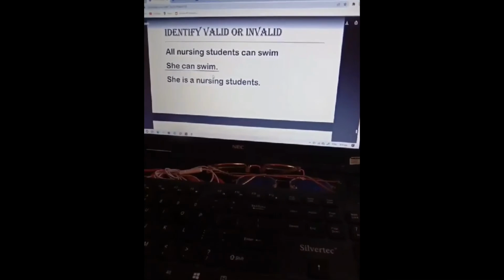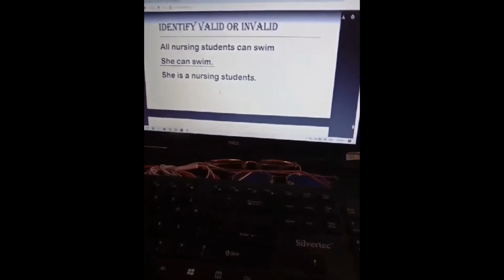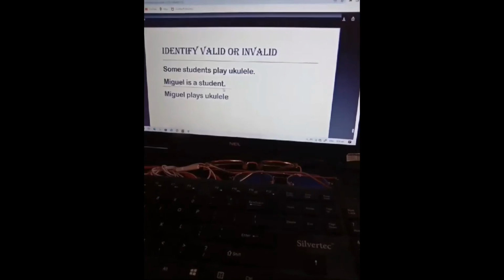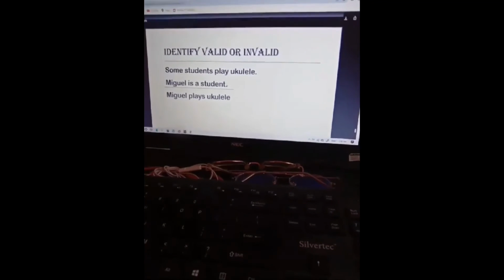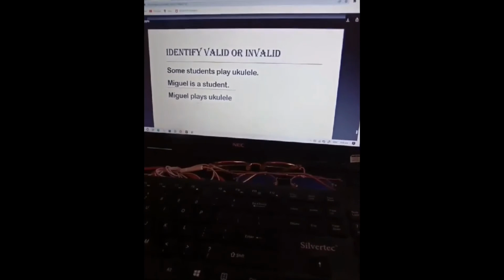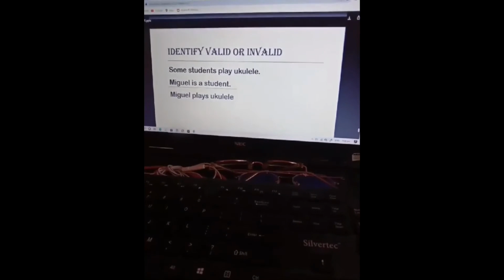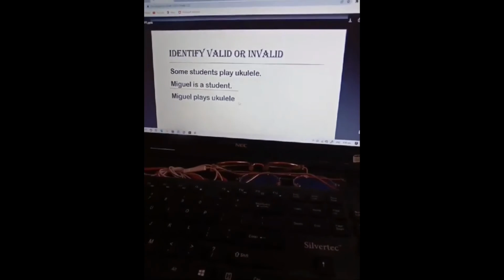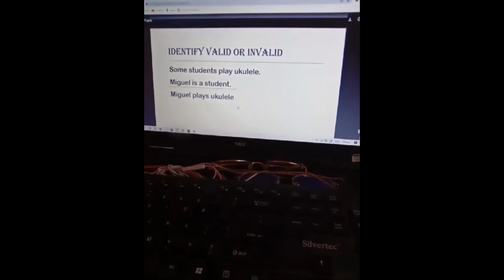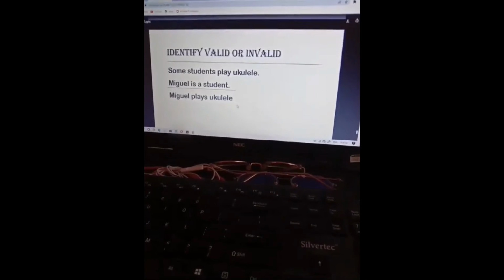And then, ito po yung pang-apat. Identify valid or invalid. Some students play ukulele. Miguel is a student. Miguel plays ukulele. So, may relationship sila sa isa't isa. Kasi kahit na student ka, pwede ka rin naman mag-play ng ukulele, guitar, o kahit ano pa man. Kasi pwede po naman pagsabayin, kaya may relationship sila sa isa't isa. Kaya ang sagot ay invalid.